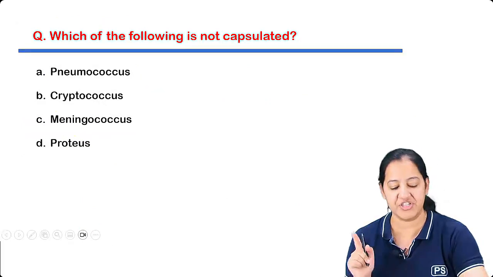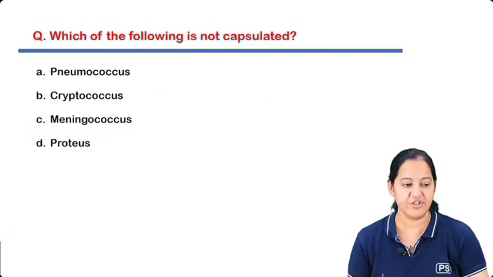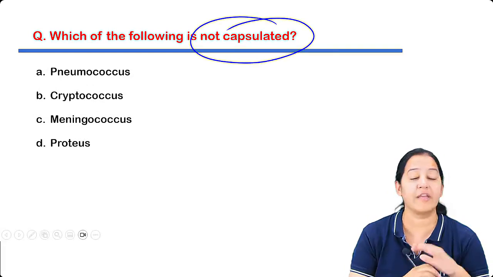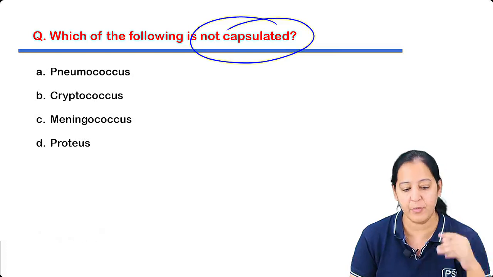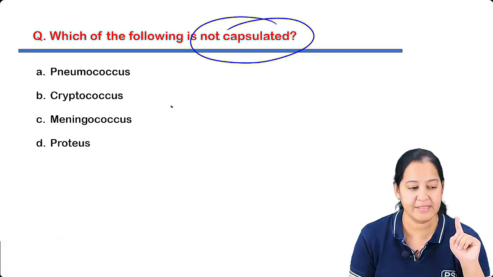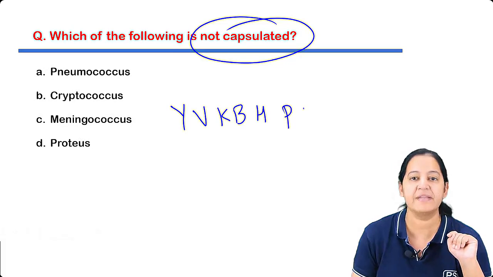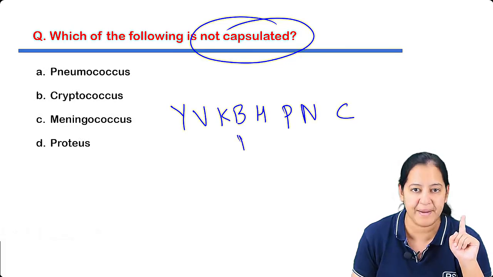Read the first question. Tell me the answer. Which of the following is non-capsulated bacteria? Non-capsulated organism. Tell me the mnemonic first. What is the mnemonic? Yes, very killer bacteria have pretty nice capsule. Make B double, C double.